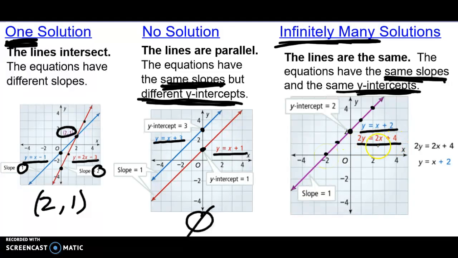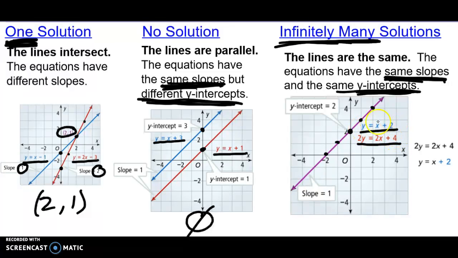Now, when I look at this equation, 2y equals 2x plus 4, this is not in slope-intercept form. So I can't use this as my y-intercept because I haven't yet solved this equation for y. But what I do notice is that in this equation, each term is twice as big as in the equation above. So 2y is twice y, 2x is twice x, 4 is twice 2.